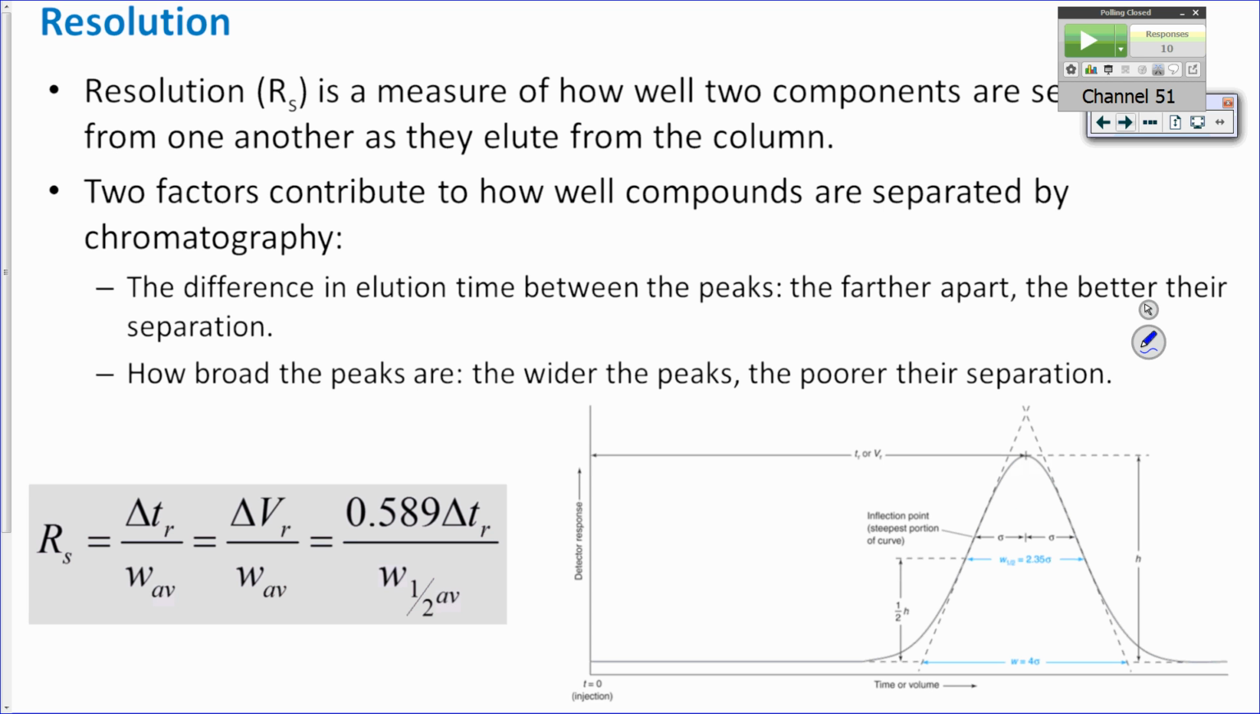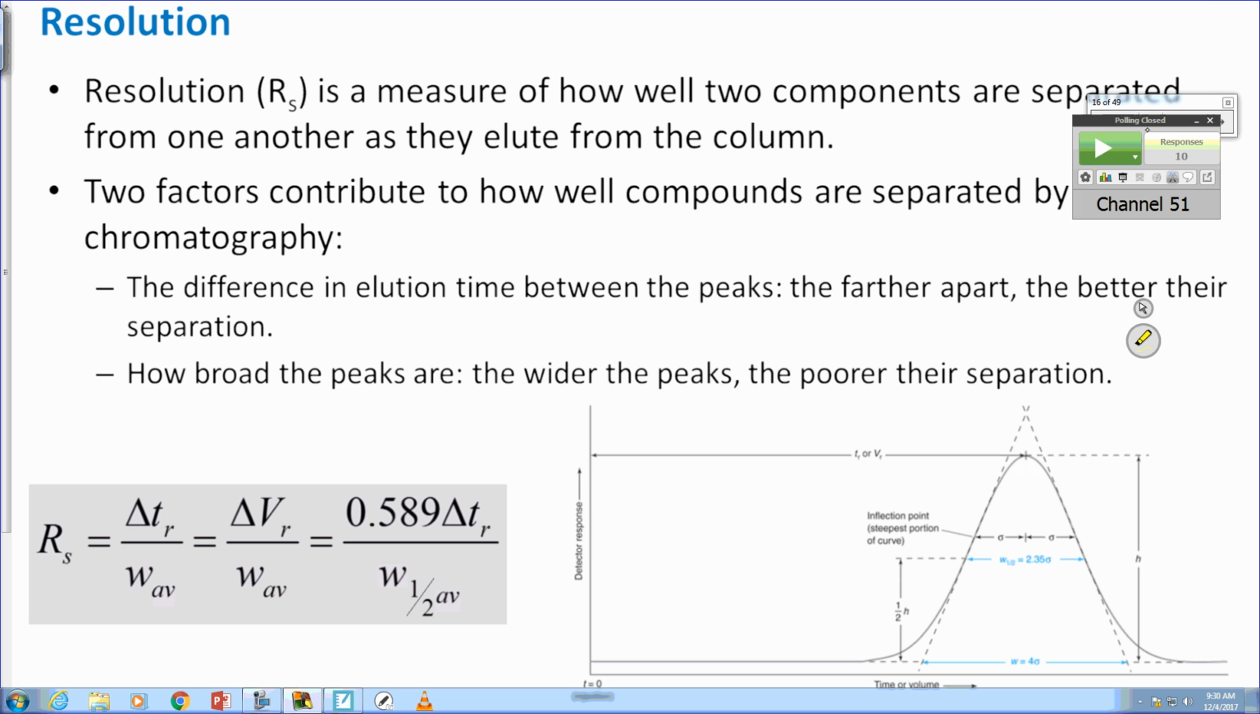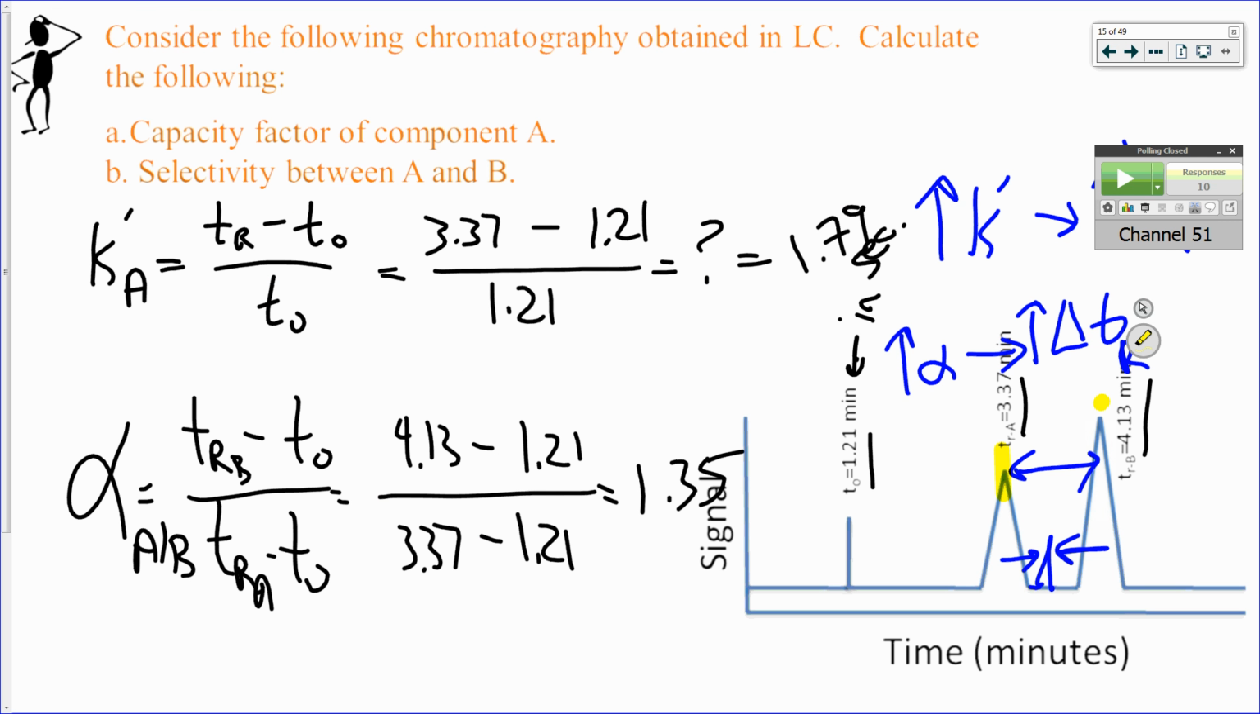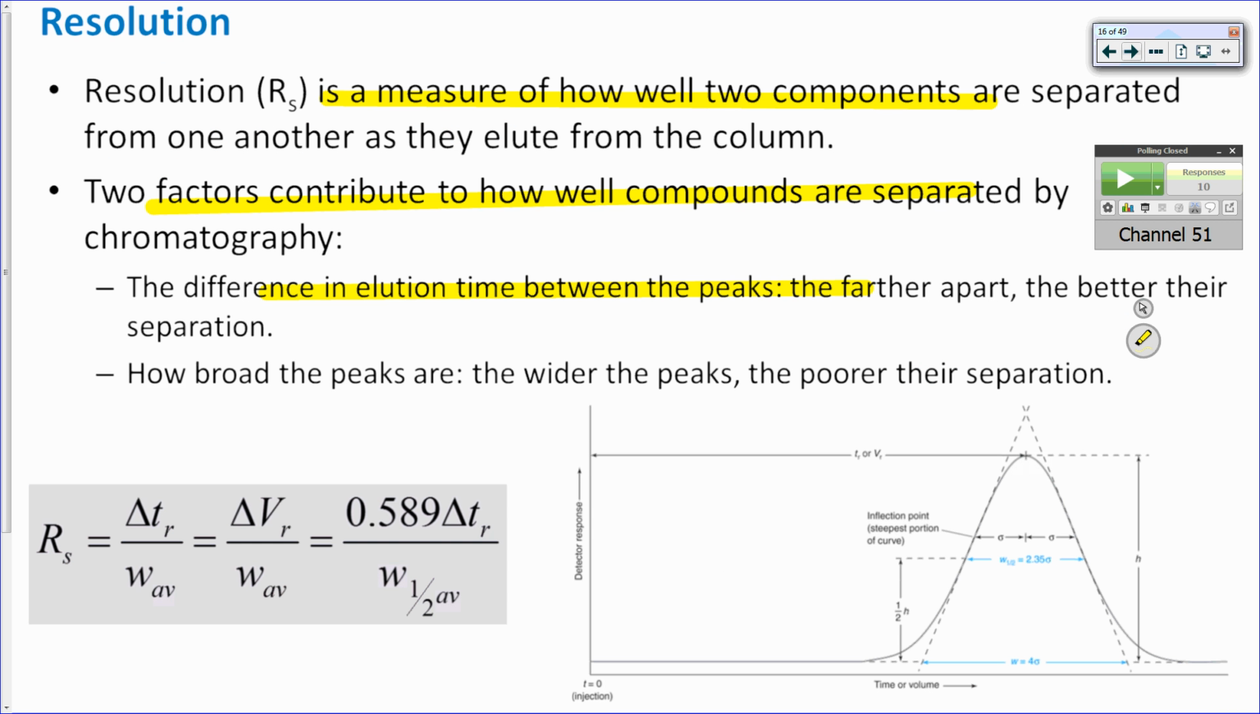Okay, so resolution is the major term that we use to describe how good the separation is working. Resolution is a measure of the effective separation. And there are two major factors that contribute to how well things are separated in chromatography. The first is the difference in the retention time of the two peaks. Like we saw on the previous page, how far are these two things separated from one another? The second thing is, how broad are the peaks?